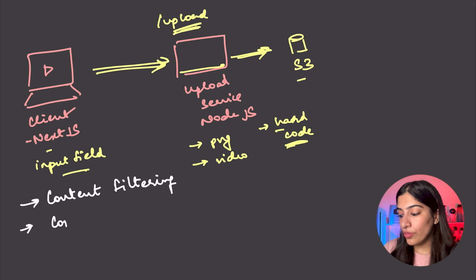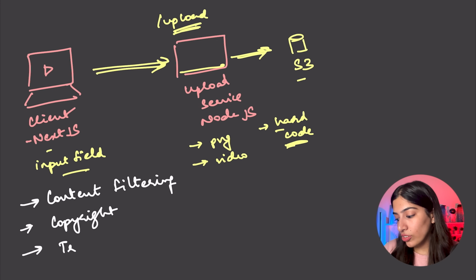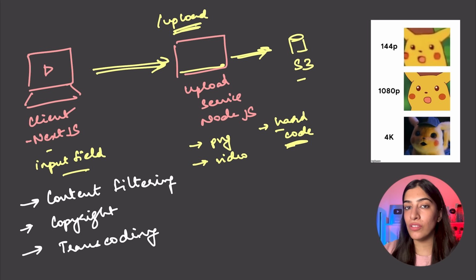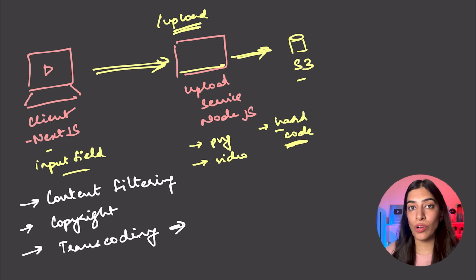Secondly, you need to take care of copyright issues. So you need to do all the checks. The third thing that you need to do is transcoding. While playing YouTube videos, you must have noticed there are different resolutions, 1080p, 720p, 480p. So while uploading itself, we have to transcode the video in different formats and keep it.